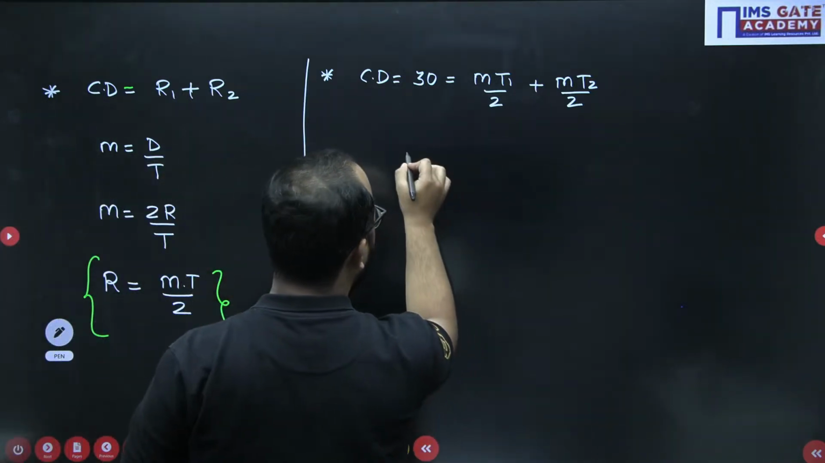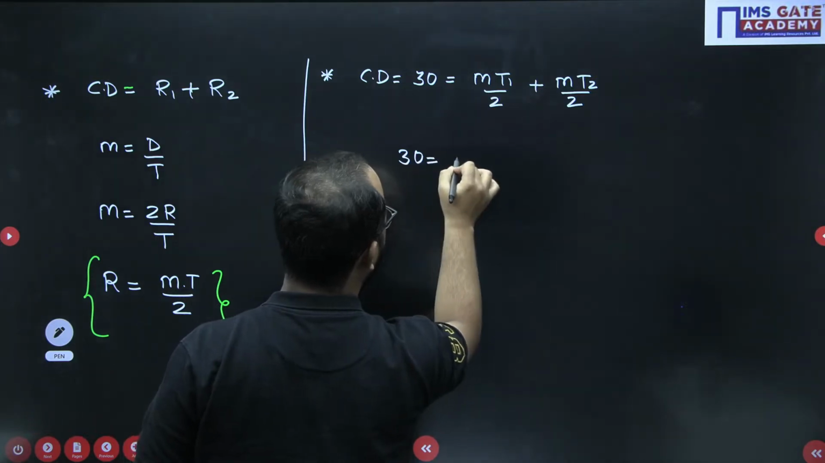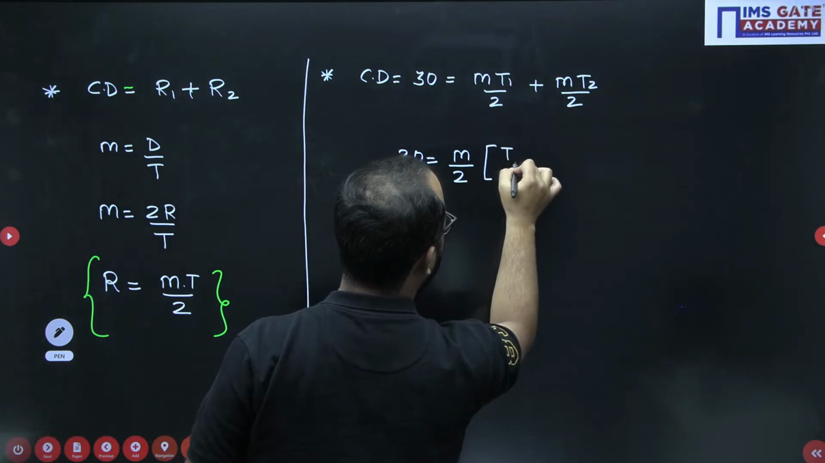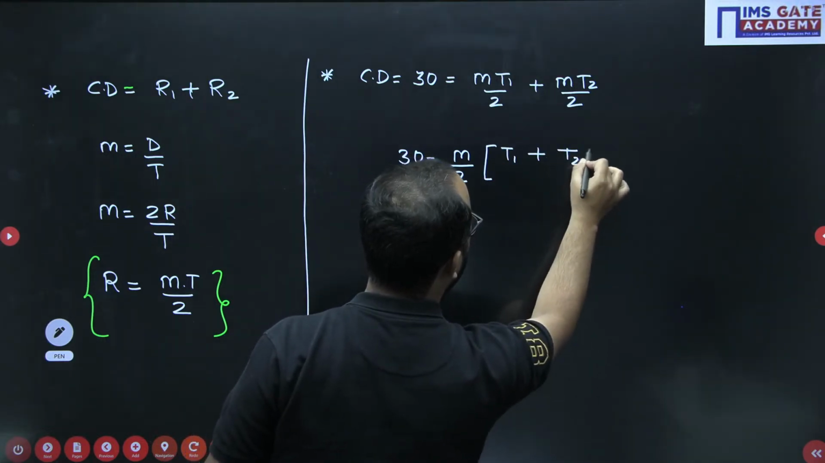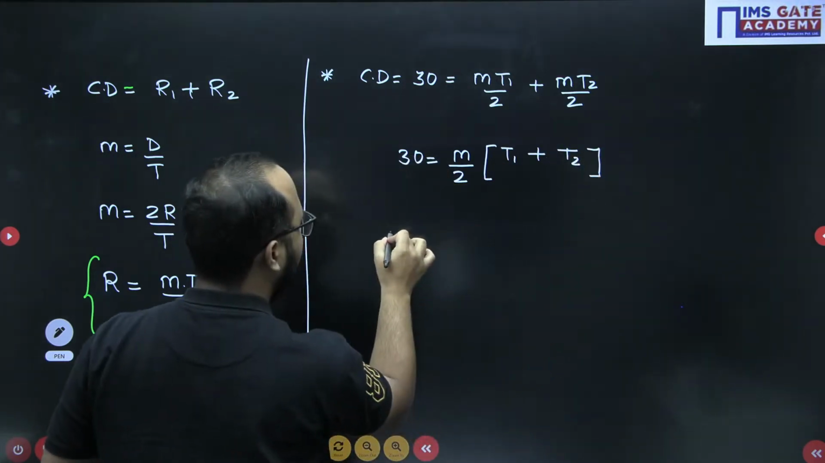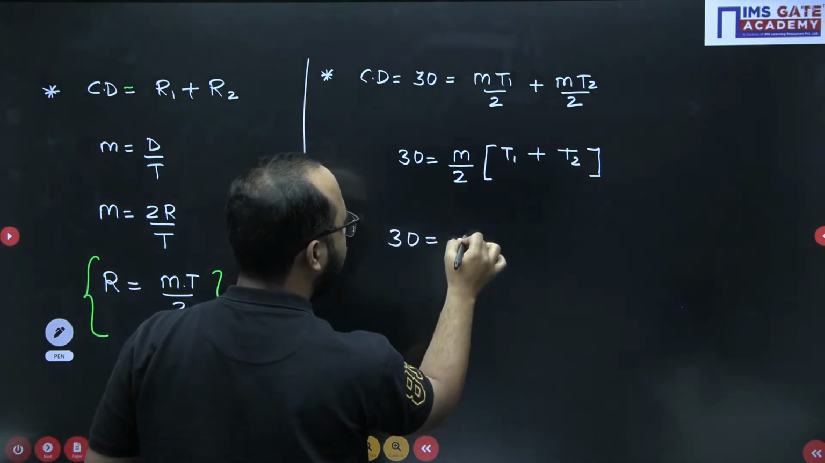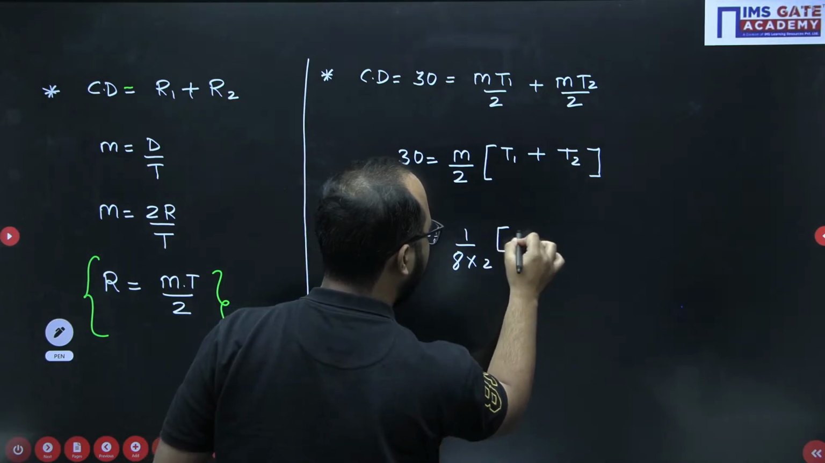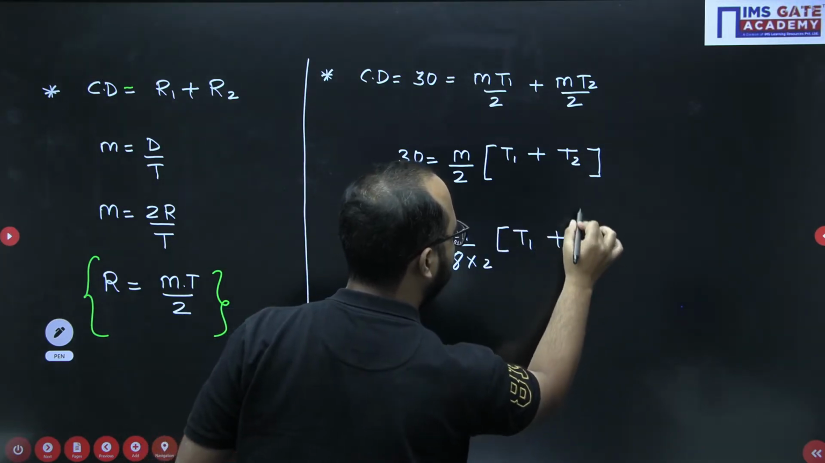Now, module will be the same because both the gears are intermeshing. So, I can take common out. M by 2, I will take outside. This is T1 plus T2. Module is what? 1 by 8. T1, I will keep T1 as it is because T1 they are asking. So, T2 is 4 T1.